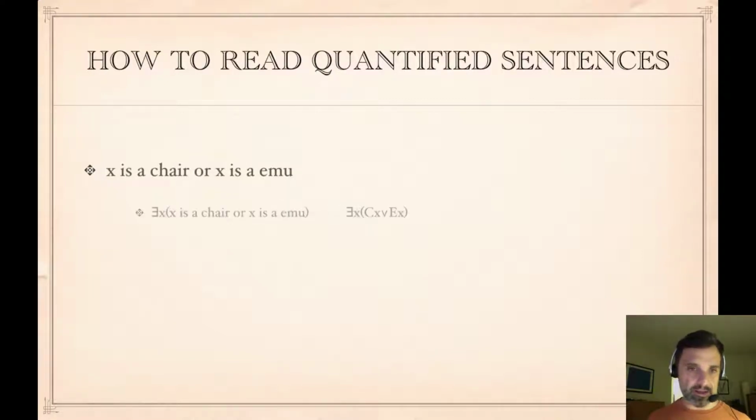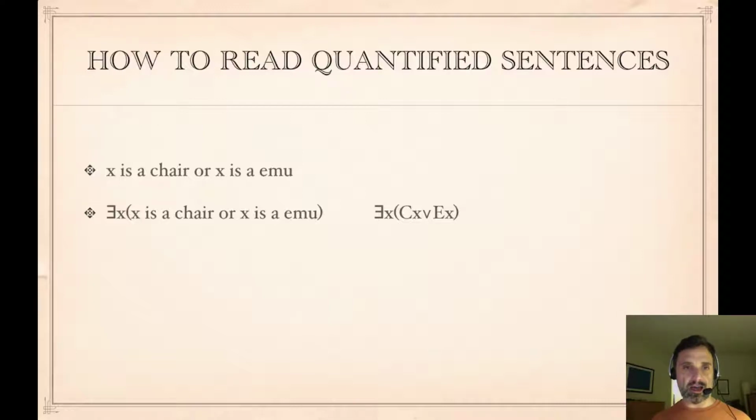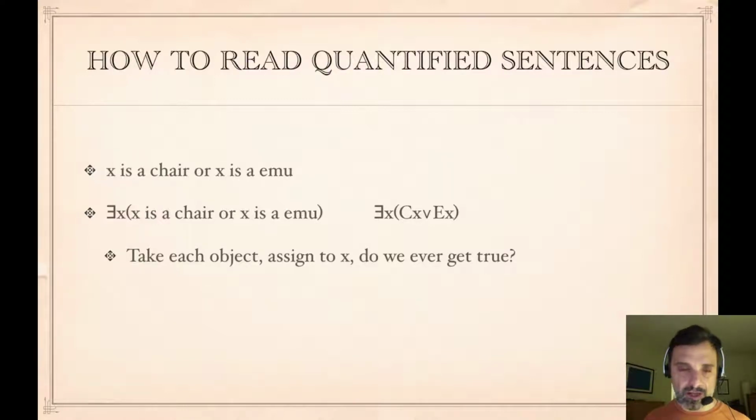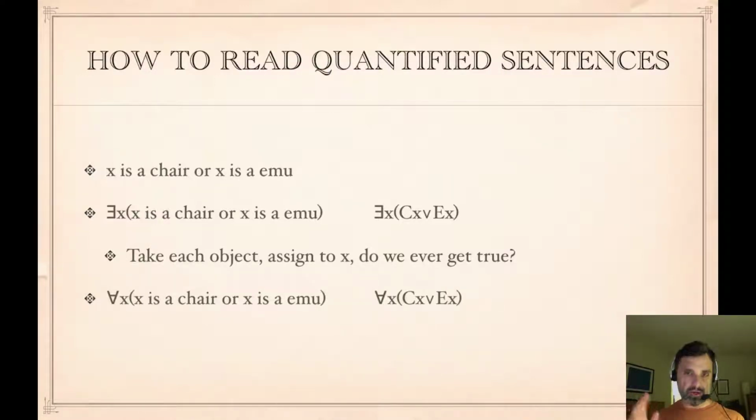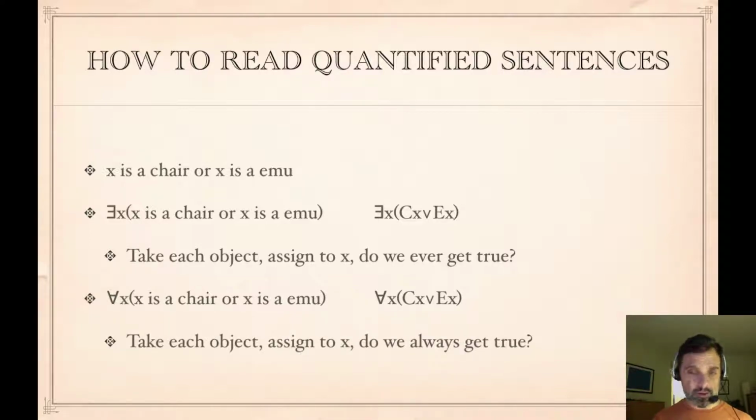So we have "x is a chair" and "x is an emu." Well, how would we symbolize that? We could say ∃x (Cx or Ex). And so we just take each object and assign it to x, and do we ever get true? The answer is yes, we certainly do, because there are chairs. Maybe there are emus. For ∀x (Cx or Ex), that's false. If you assign me to x, I'm not a chair, I'm not an emu, so Cx or Ex comes out false when I'm assigned to x, and so the universal quantification is also false. We don't always get true when we assign an object to x.